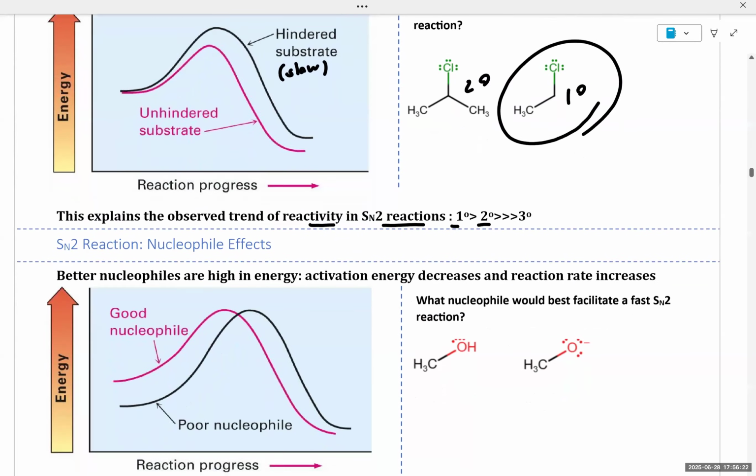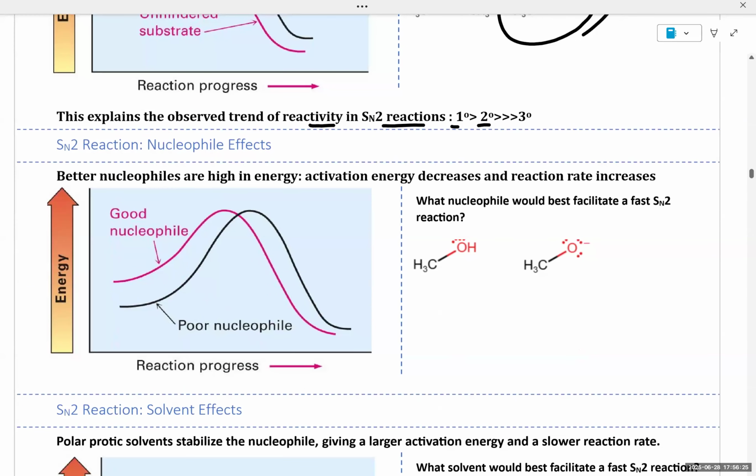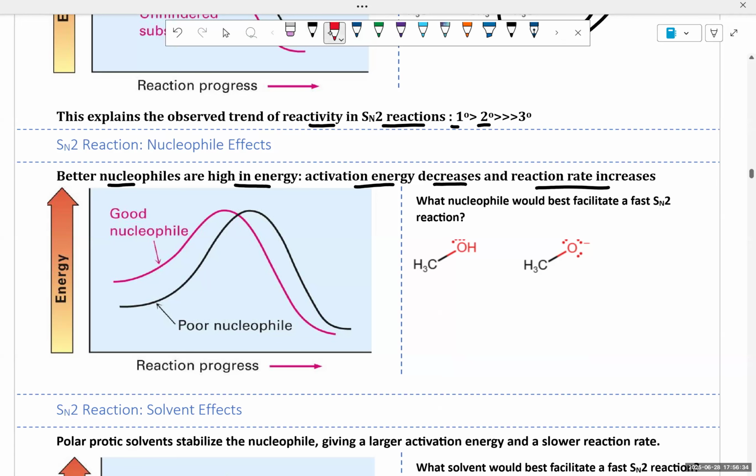Now, in terms of nucleophile effects, better nucleophiles are high in energy, and that in turn decreases the activation energy and increases the reaction rate. As we can see here, if we have a good nucleophile, your reactants are higher in energy, and so your Gibbs energy of activation is going to be small compared to if you have a poor nucleophile that's low in energy, where the Gibbs energy of activation is large.